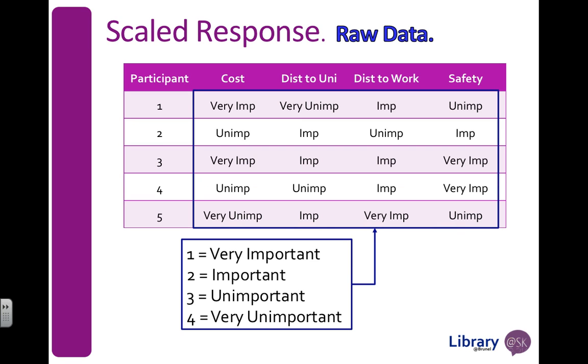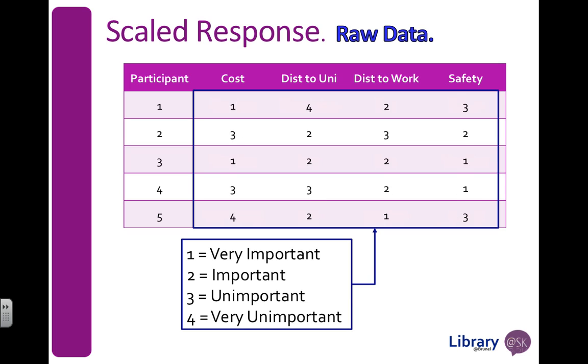Let's look at how we might enter this data. I've always got my participant ID column on the far left, and here I have my 4 variables about cost, the distance to uni and work, and then safety. And I've got my codes there labeled on the bottom. So here's some example data entry from participants. I want to replace those entries with my codes, and now I can enter them into SPSS.